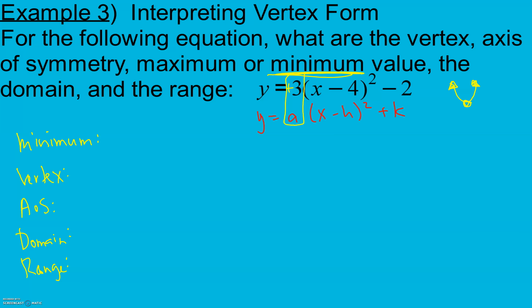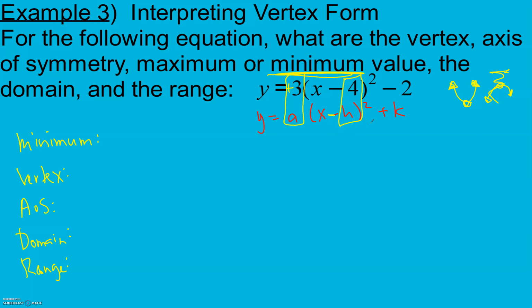Okay, always a minimum if it's a happy face. If it's negative and we have a sad face, we have a maximum value. My h value here is 4. The minus stays with my x as part of my formula, and h is 4.